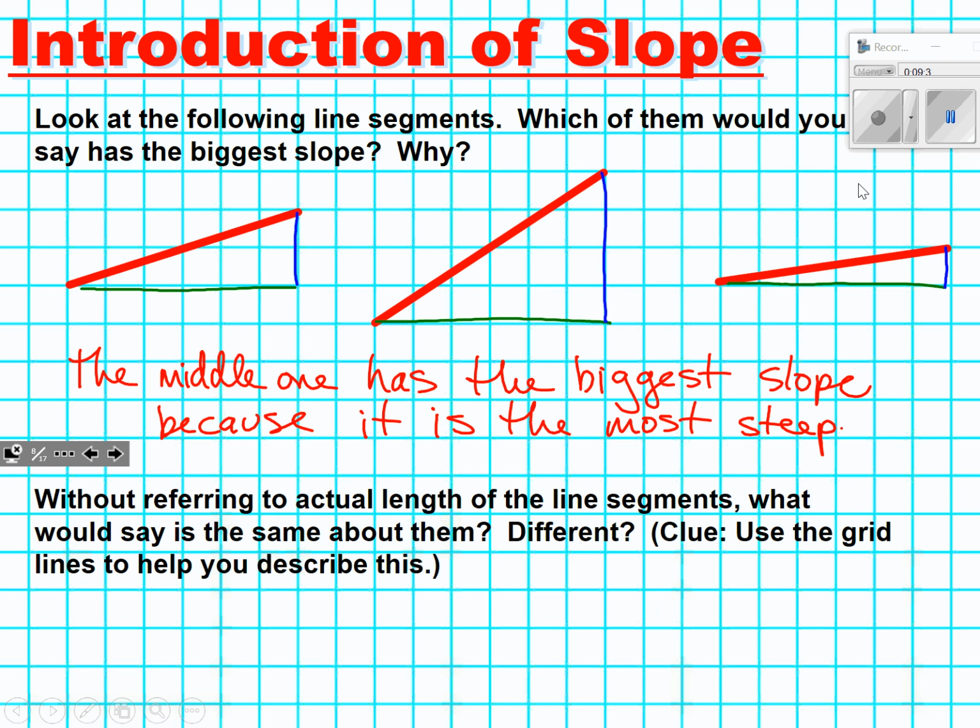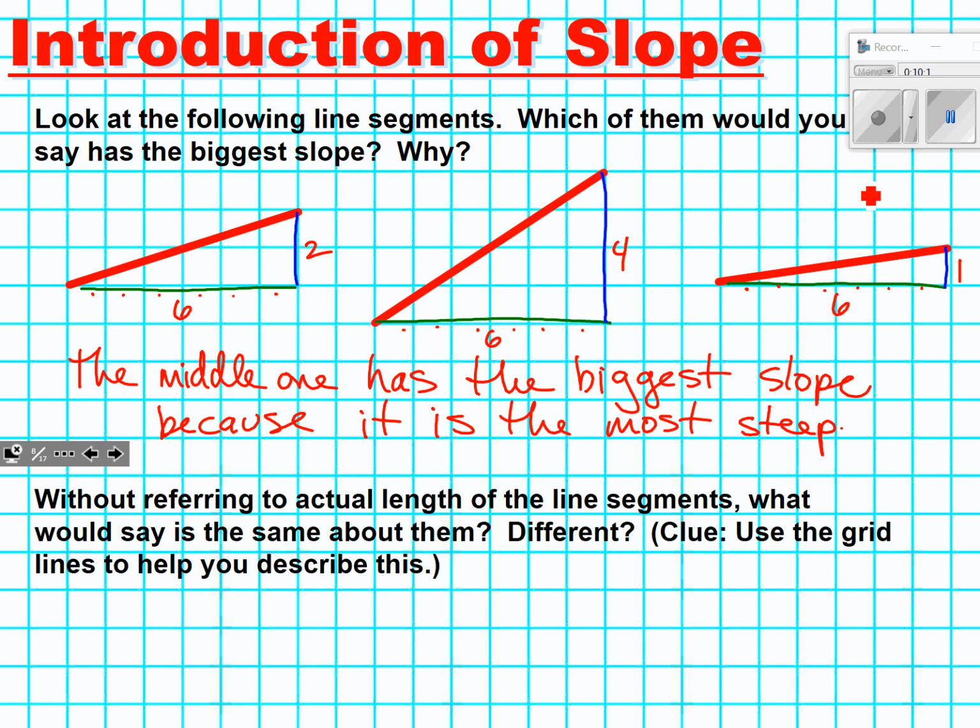Well, if you look closely, let's look at the left one. The green line segment is the horizontal distance. 1, 2, 3, 4, 5, 6. This is 6 here. The vertical distance of the blue line segment is 2. Let's look at the middle line segment. That horizontal distance, 1, 2, 3, 4, 5, 6, and has a vertical distance of 4. So the next one, the horizontal distance is 1, 2, 3, 4, 5, 6, and the vertical distance is 1.